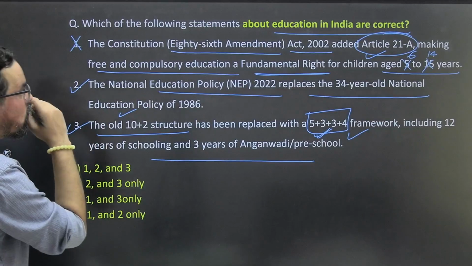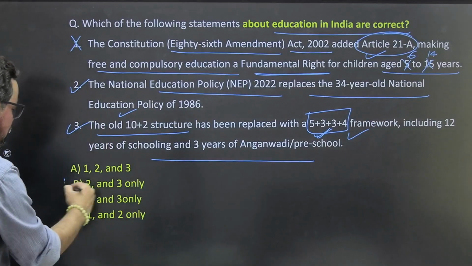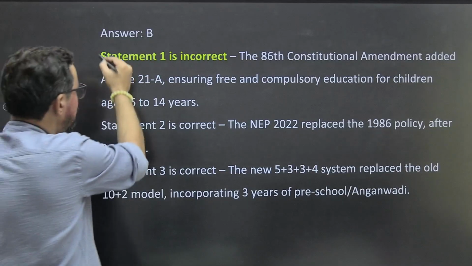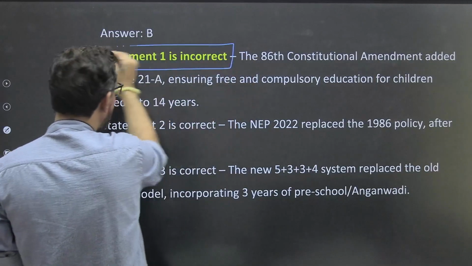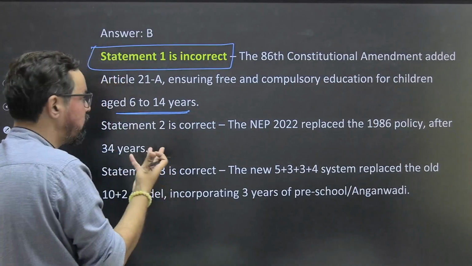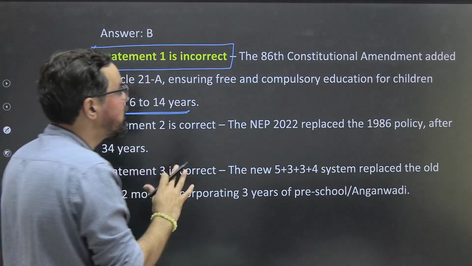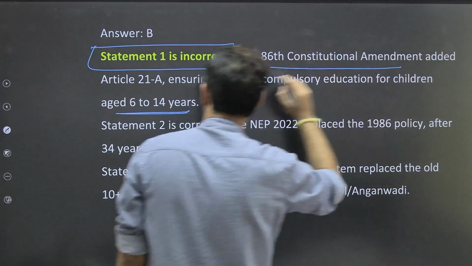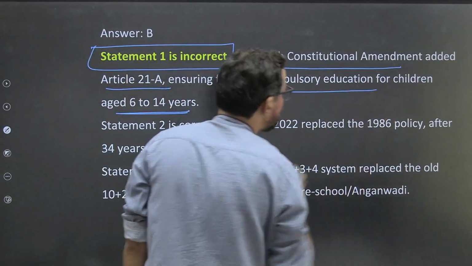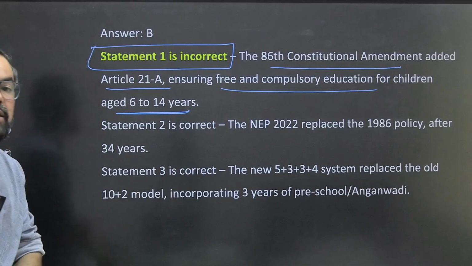So statements 2 and 3 are correct. 2 and 3 means option B will be the right answer for this one. Okay. So statement 1 was the incorrect statement, and I hope everybody knows about this. This is kind of a national agenda. Okay. So the 86th constitutional amendment added Article 21A, ensuring free and compulsory education for children aged 6 to 14.